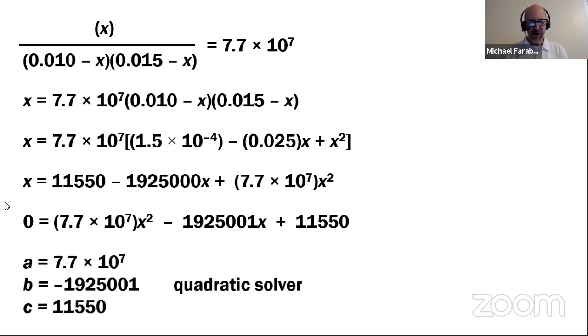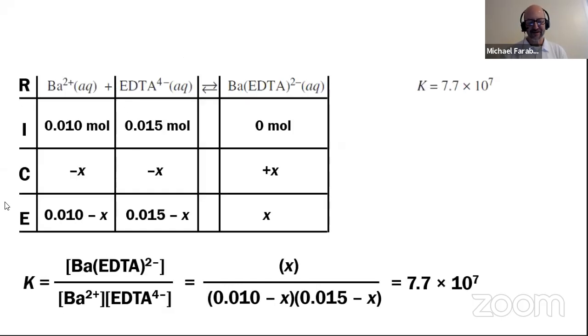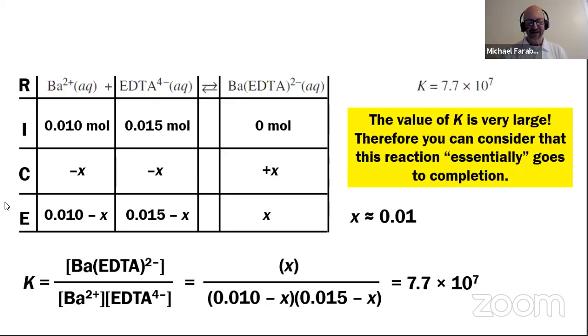I went ahead and did a quadratic solver with my A, B, and C from this ugly equation. And when I solve for X, this is what I got. Essentially, I got 0.01. So the message here is that you did not have to do that math. The value of K is very large.